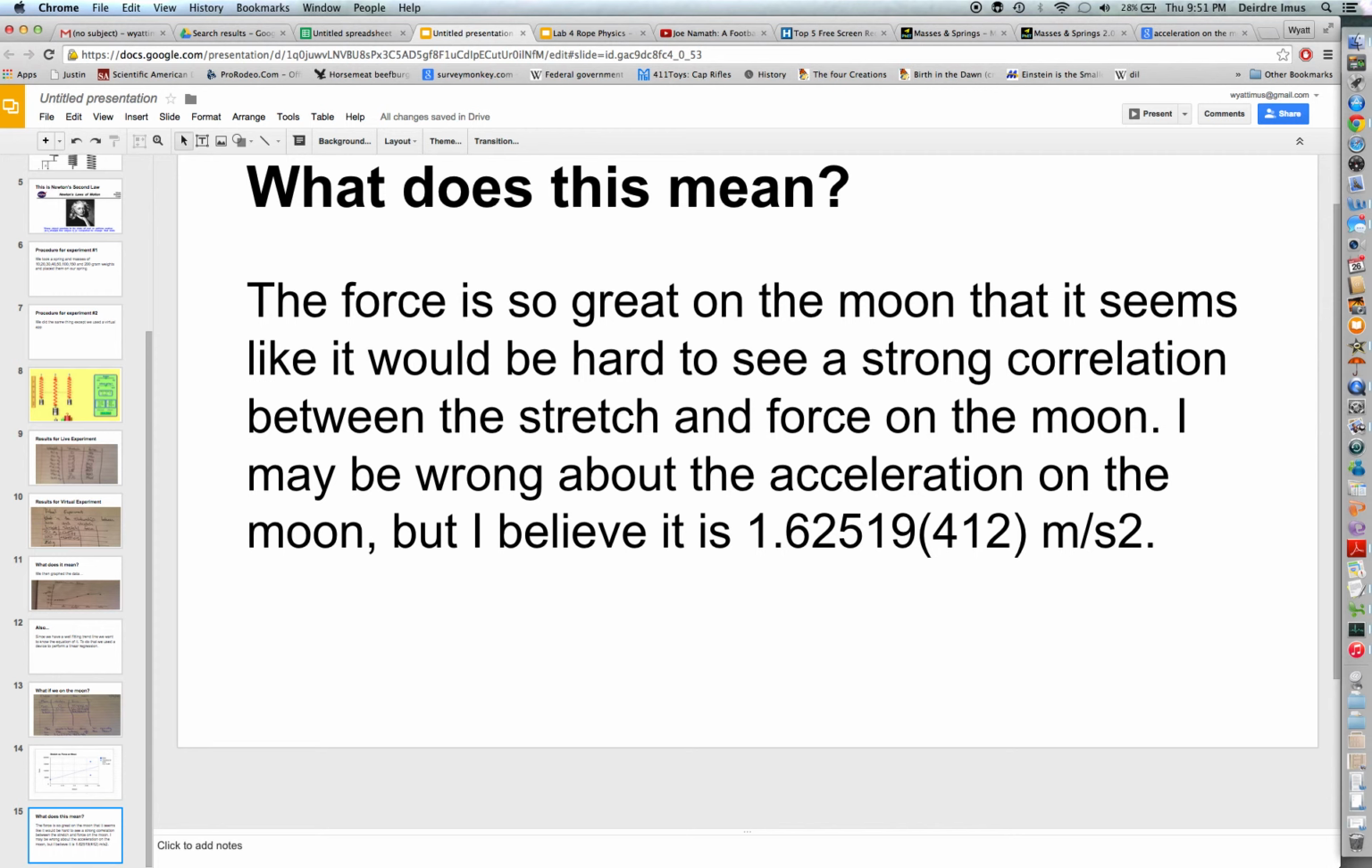Like I just said, I may be wrong about the acceleration of the moon, but I believe it is 1.6519 times 412 meters per second squared. I hope I'm not, because then that will not really help me, Neil.